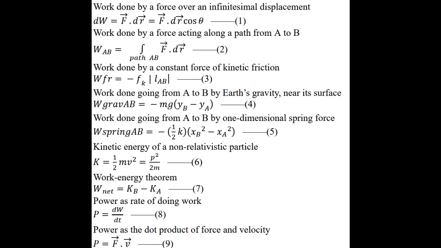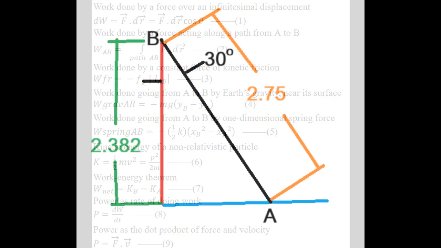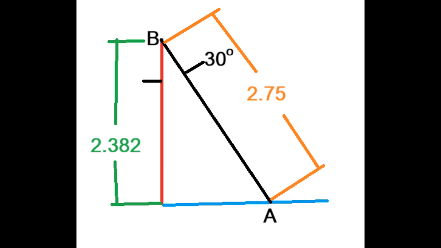In this video we have included JEE Main, Advanced, and NEET questions. Problem 1. A 75.0 kg painter climbs a ladder that is 2.75 m long leaning against a vertical wall. The ladder makes a 30-degree angle with the wall.